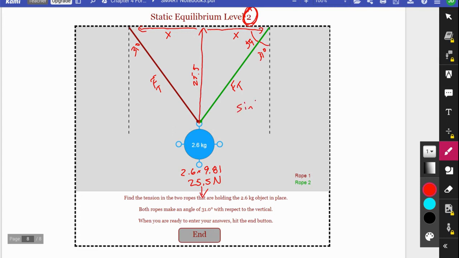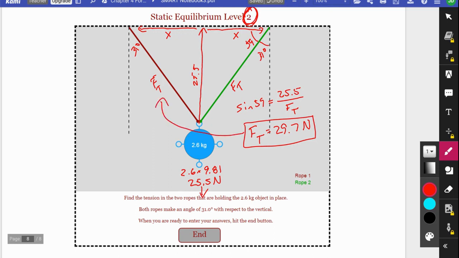So sine of 59 is equal to my opposite, 25.5, over the force tension in the green string. But the force tension in the green string is going to be equal to the force tension in the red string, so I don't really have to worry about that either. Let's see what it comes out to be. Sine of 59, 25.5 divided by that answer is 29.7 newtons. Now, that is the answer, and that's the answer for the other force tension as well because they are identical triangles. And so, sorry about that earlier.